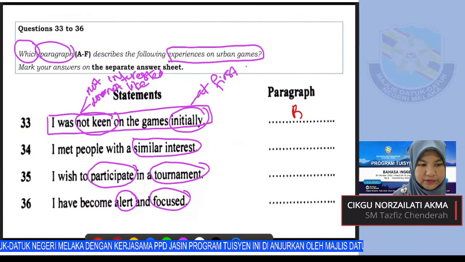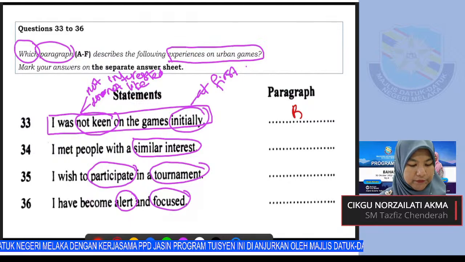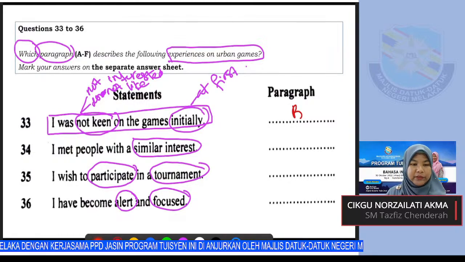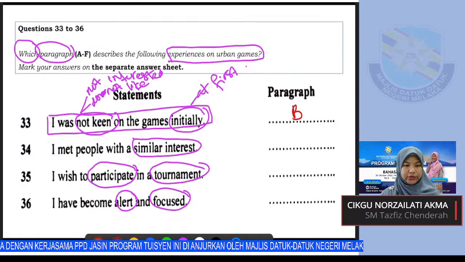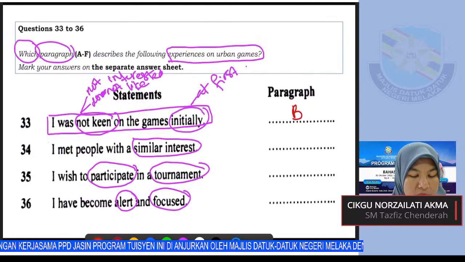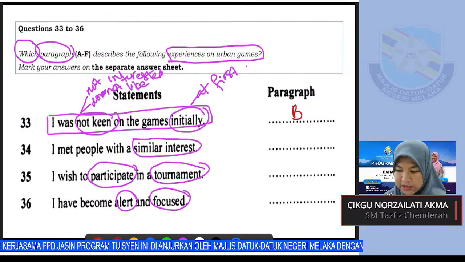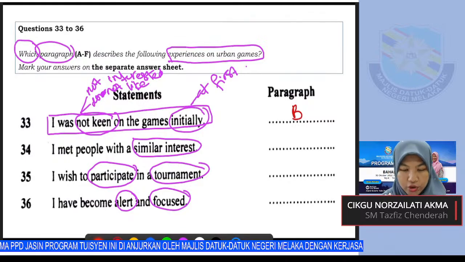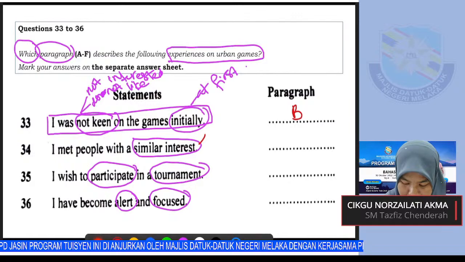Can you try questions 34 to 36? I'll give you a minute to do it. In the meantime, I'll show: I met people with similar interests. With similar interests means that they enjoy the same activity.